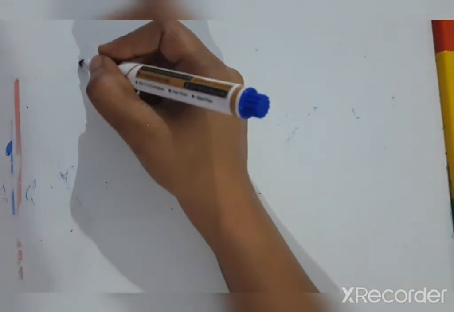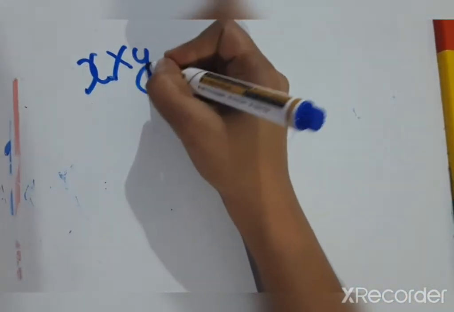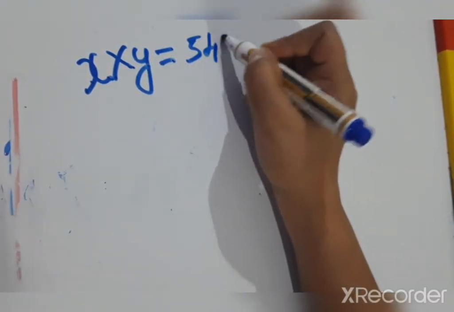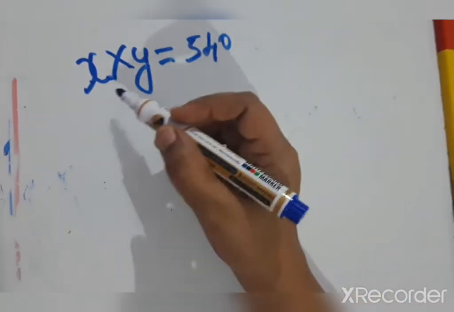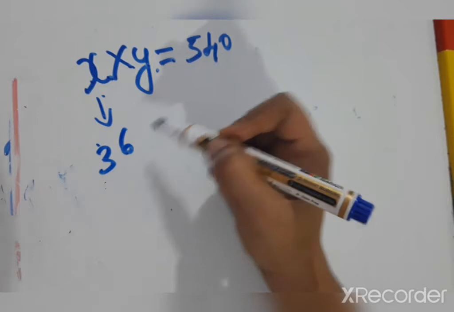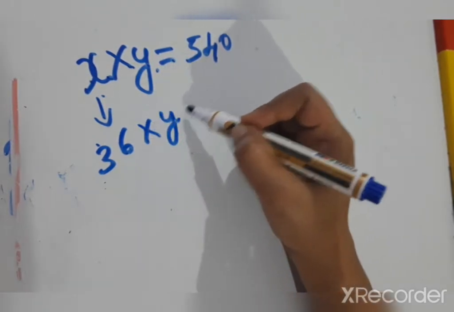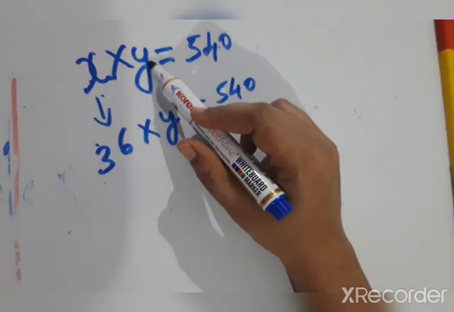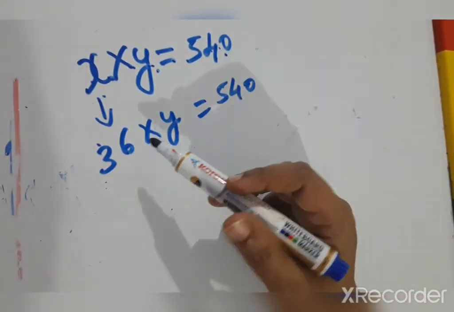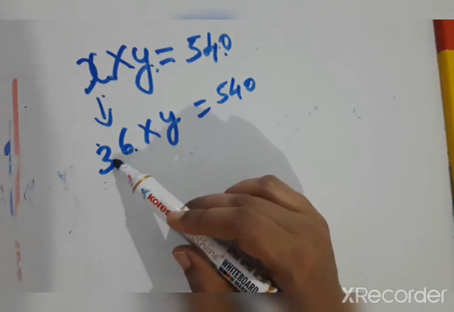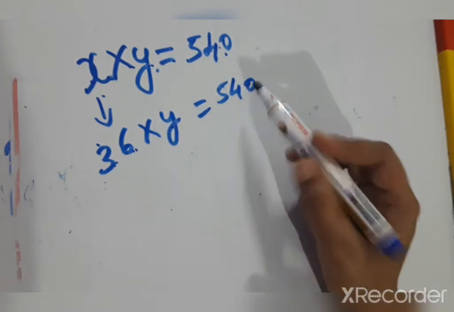According to the question, product of two numbers means x into y, multiplying. After x into y equal, how much? The product of two numbers is 540, that is given. One number is 36, and y we don't know. Answer is 540. We can take x as 36, and the other number is y, so x into y equal 540.